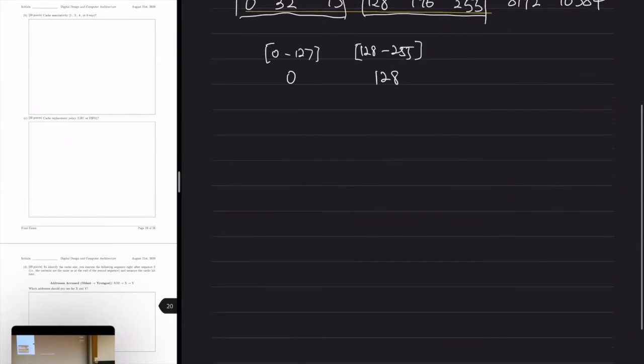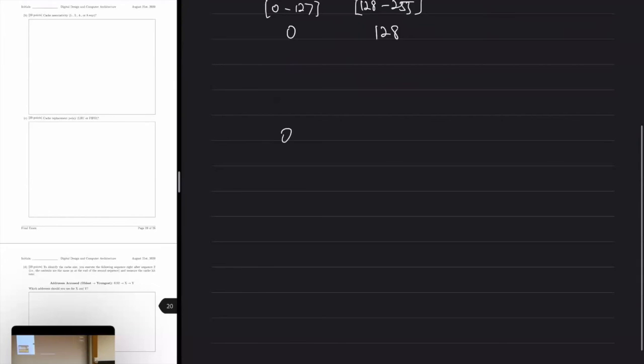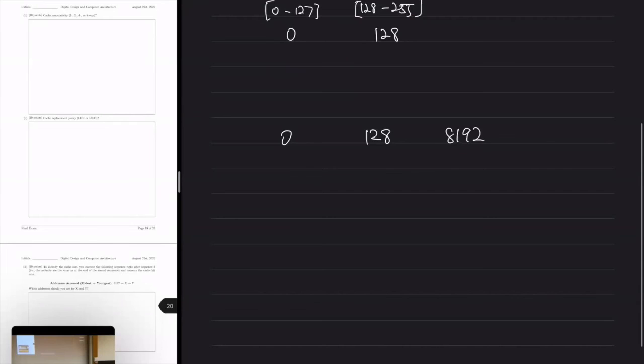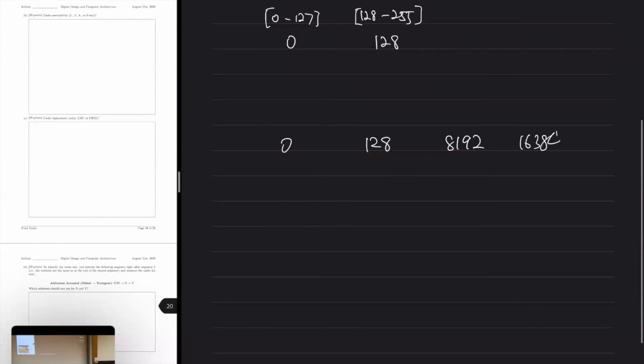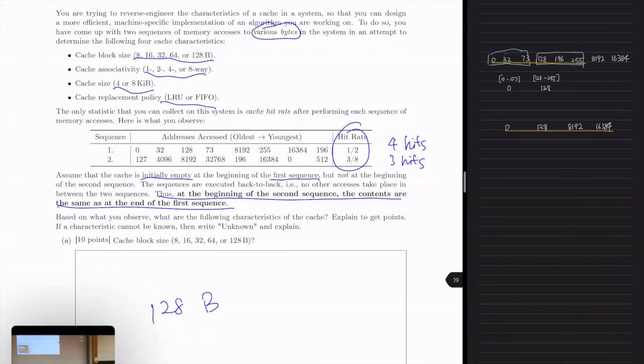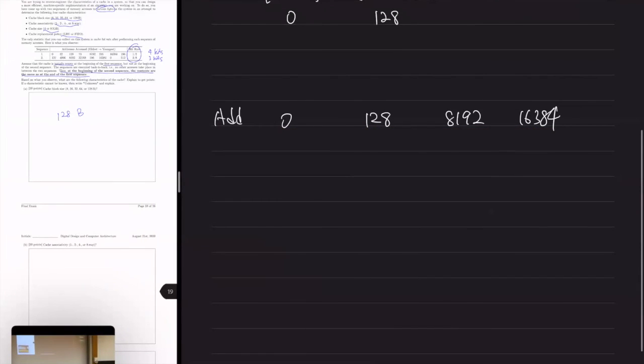So at the end of the first sequence, as we can see from our results for the first question, we would have cache line 0, cache line 128, 8K, and 16K. Okay, and then let's take a look at the second sequence. So this would be the address.